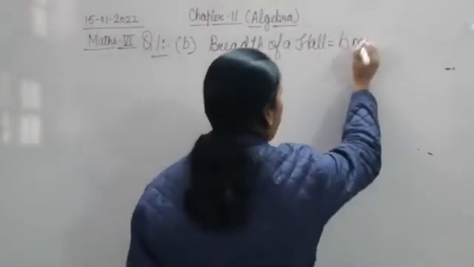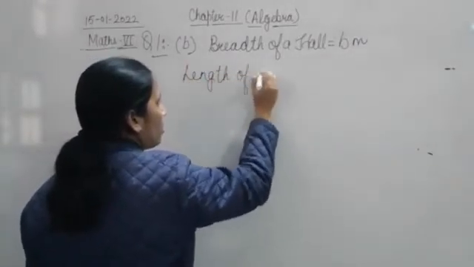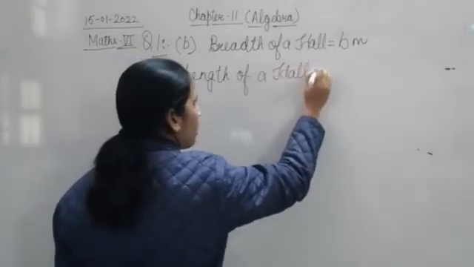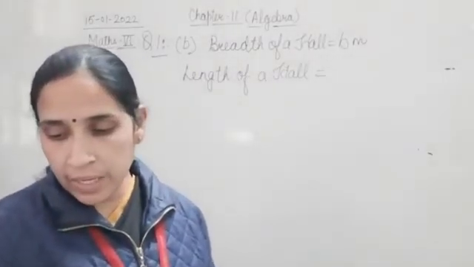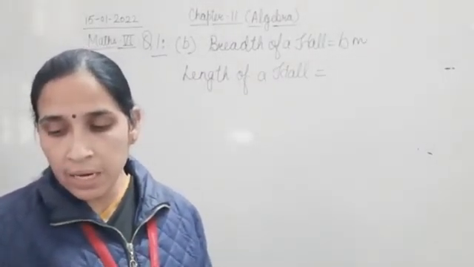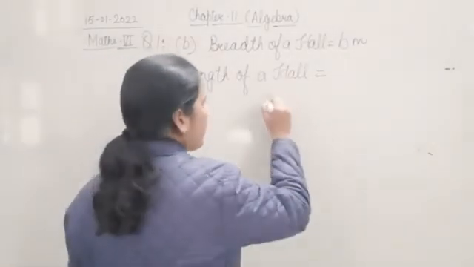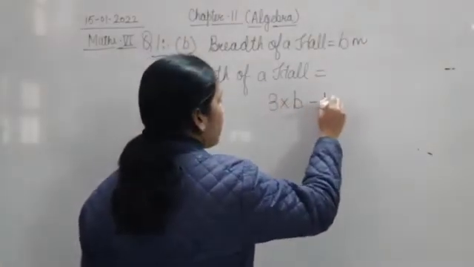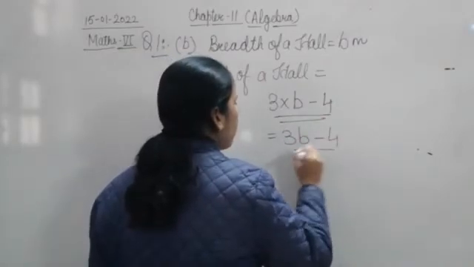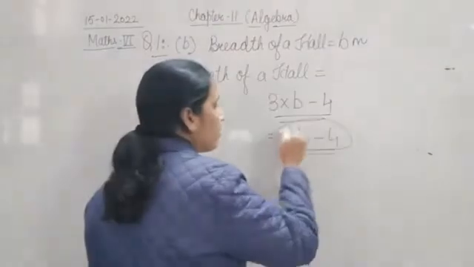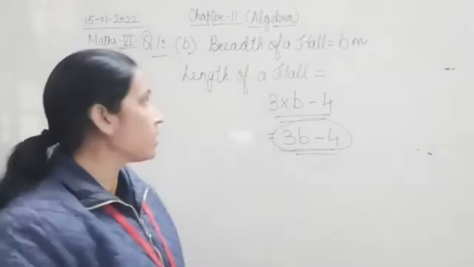Then length of a hall, what relation is given among these two? The length of a hall is 4 meters less than 3 times its breadth. 3 times its breadth, 3 multiplied by b, minus 4. That is 3b minus 4. So that is your B part.